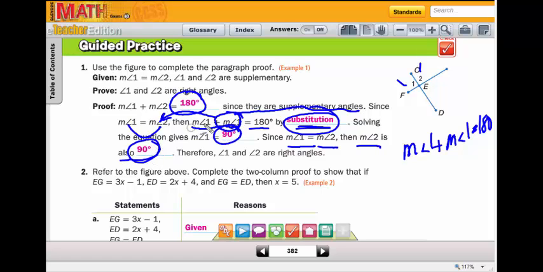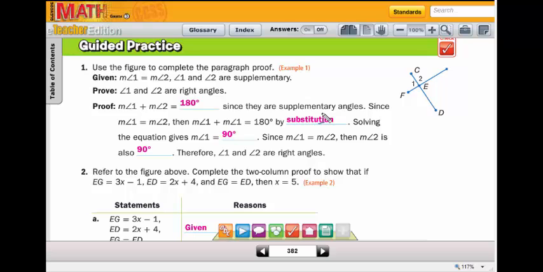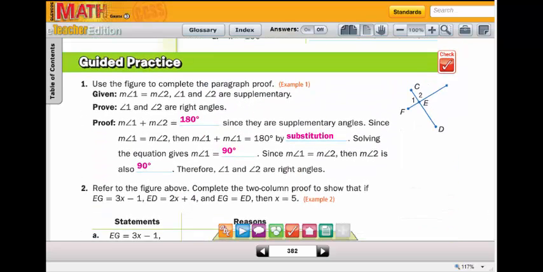So basically you would have 1 plus 1, in other words, 2 angles, equals 180. Angle 1 doubled would equal 180. If we divide both sides by 2, we have the measure of angle 1 equals 90 degrees. And since 1 and 2 are equal, then angle 2 is also 90 degrees. I know this gets a little bit complicated, but take some time and work through it, and you'll see that it's really fairly doable.